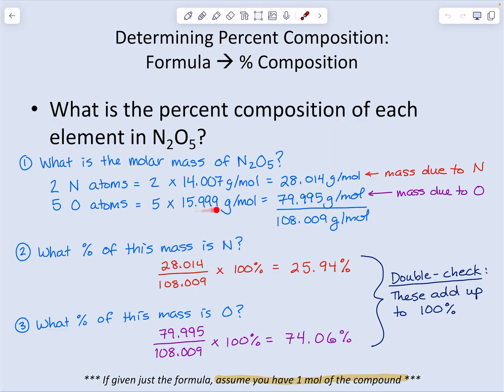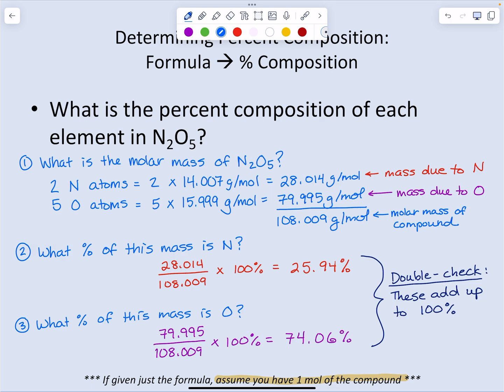And then we have 5 oxygen atoms at around 16 grams per mole apiece. So 5 times 16 is 79.995 grams per mole. So that's the mass due to the oxygen. So in this example, the molar mass of the compound is 108.009 grams per mole.